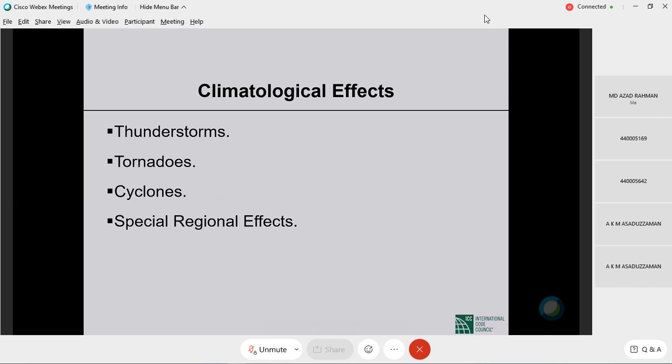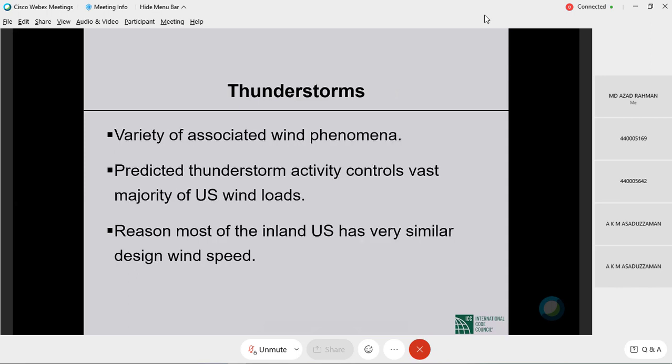When we use the word storm, climatological effect, these are the various types that we typically deal with. Thunderstorms that you are, I'm sure, all familiar with. Tornadoes, depending upon where you are, tornadoes don't strike everywhere. Cyclones, cyclones are called hurricanes in this part of the world, the other side of the Atlantic. And the word typhoon is used in some parts of the world. They are very similar storms. Special regional effects that can be caused by wind blowing through mountain gorges, things like that. Those are things we also have to contend with if we are going to design successfully against wind. So thunderstorms, tornadoes, cyclones, and special regional effects.